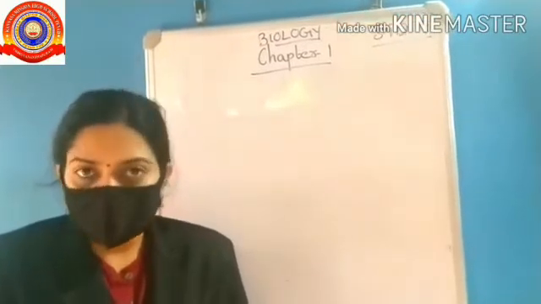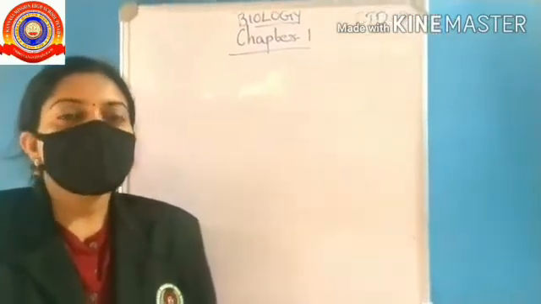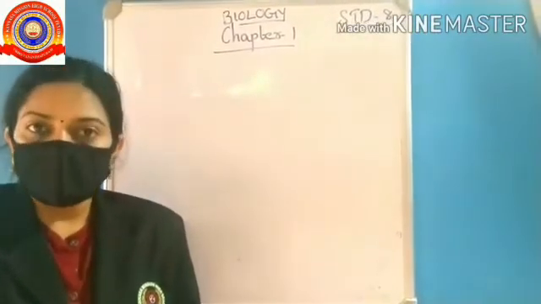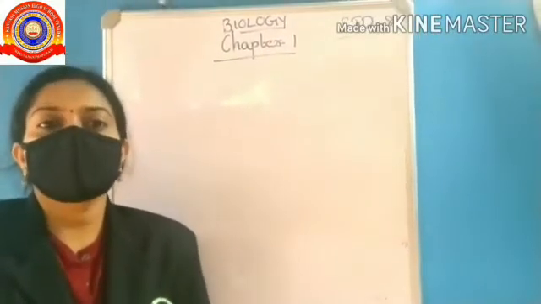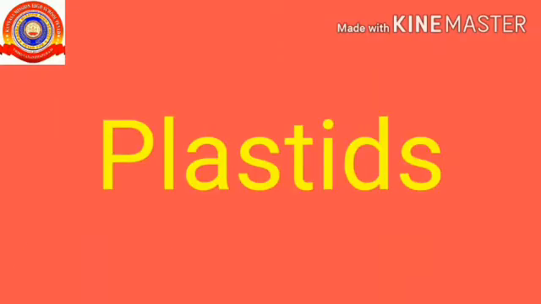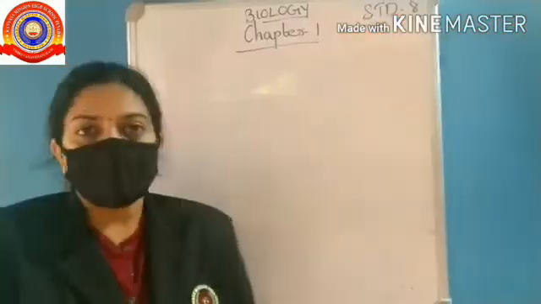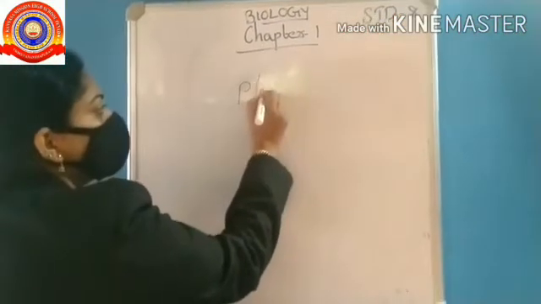In the previous class, we studied about why the nucleus is considered as the regulatory center of the cell, then about prokaryotes and eukaryotes, and at last biomembranes. Next, we are going to learn about the plastids and the comparison between plant cell and animal cell. Okay, let's start the class. First about plastids.